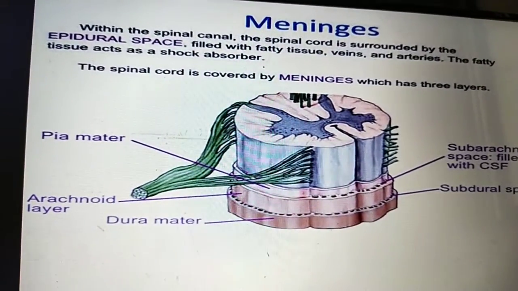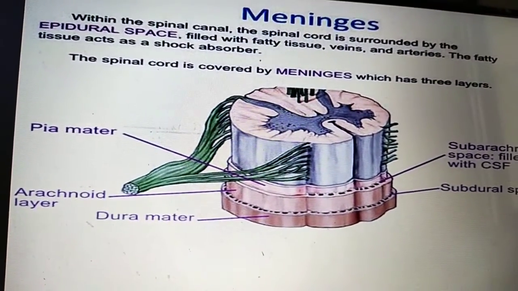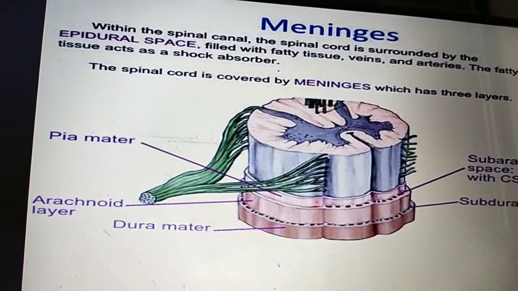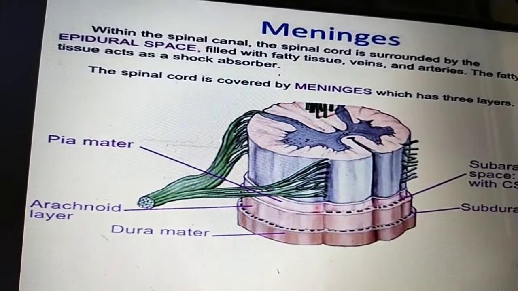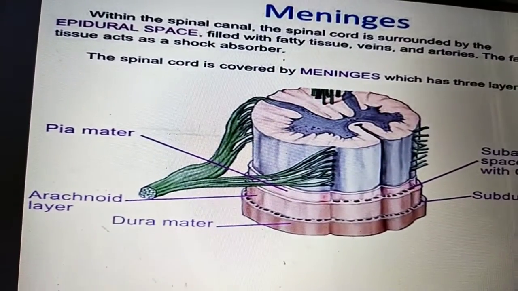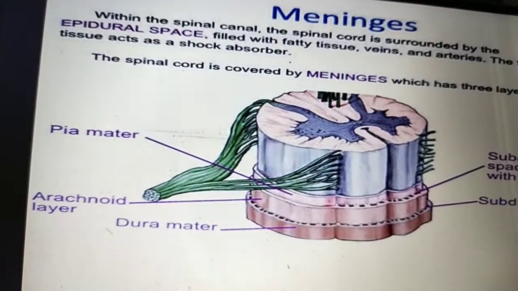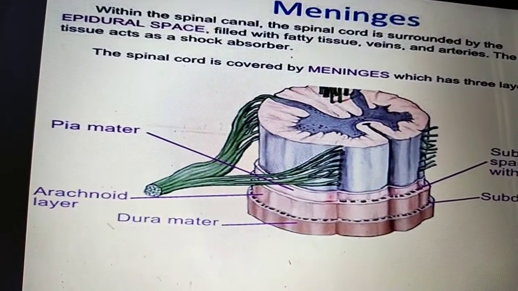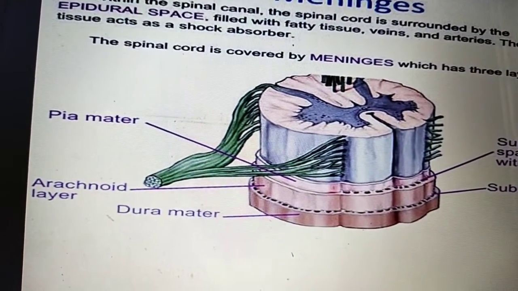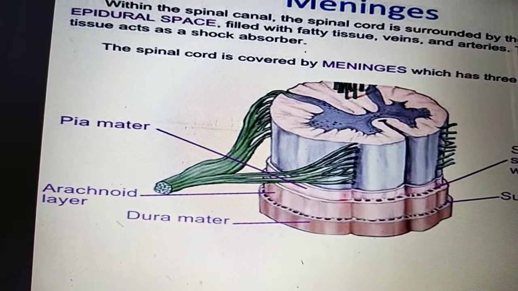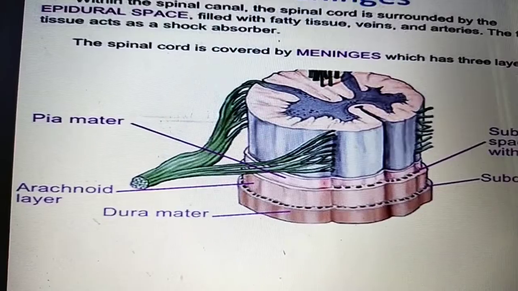Meninges. The word meninges means membrane. The whole brain and spinal cord are covered by membrane. That membrane is called the meninges, and these are three in number.